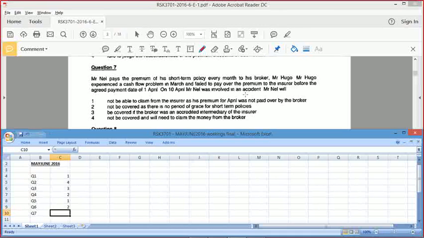So this was within 15 days. Mr. Nell was involved in an accident. Mr. Nell will not be able to claim from the insurer as his premium, not be covered as there's no grace period. Or be covered if the broker was an accredited intermediary of the insurer. Or not be covered and will need to claim the money from the broker. It'll be three. He will be able to claim because the grace period of 15 days would be applicable.